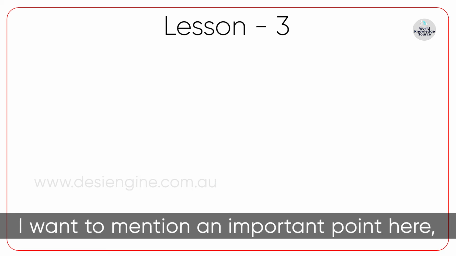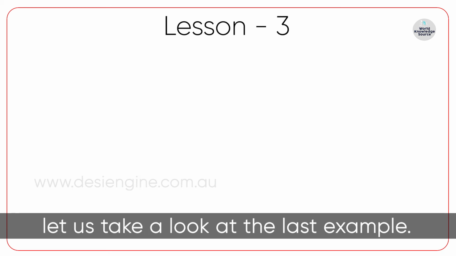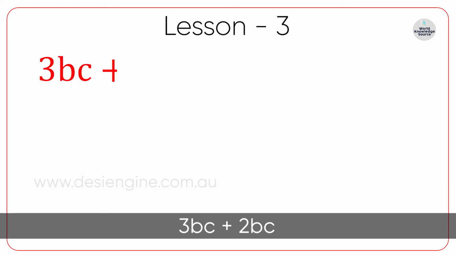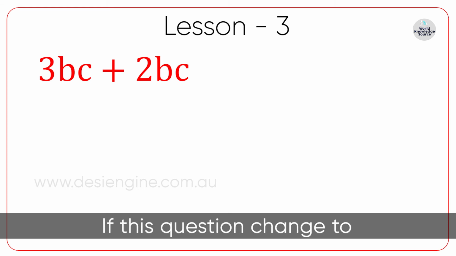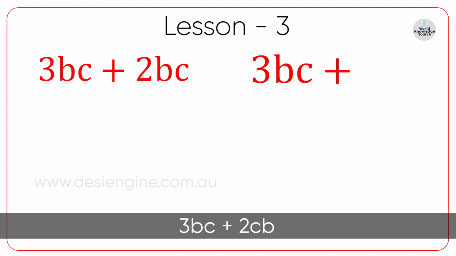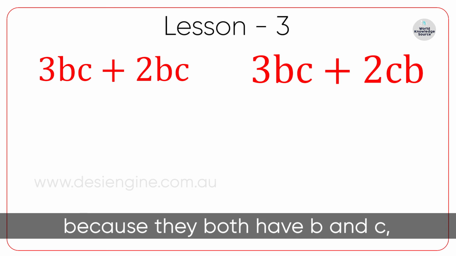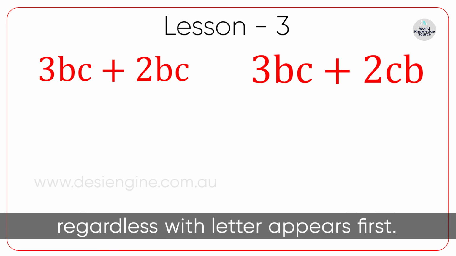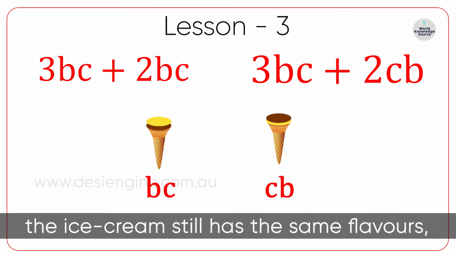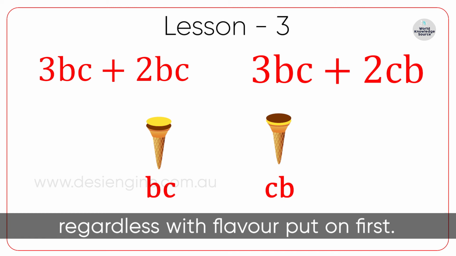I want to mention an important point here. Let us take a look at the last example, 3bc plus 2bc. If this question changed to 3bc plus 2cb, please remember the objects are still the same, because they both have b and c, regardless of which letter appears first. We can see that the ice cream still has the same flavors, regardless of which flavor is put first.